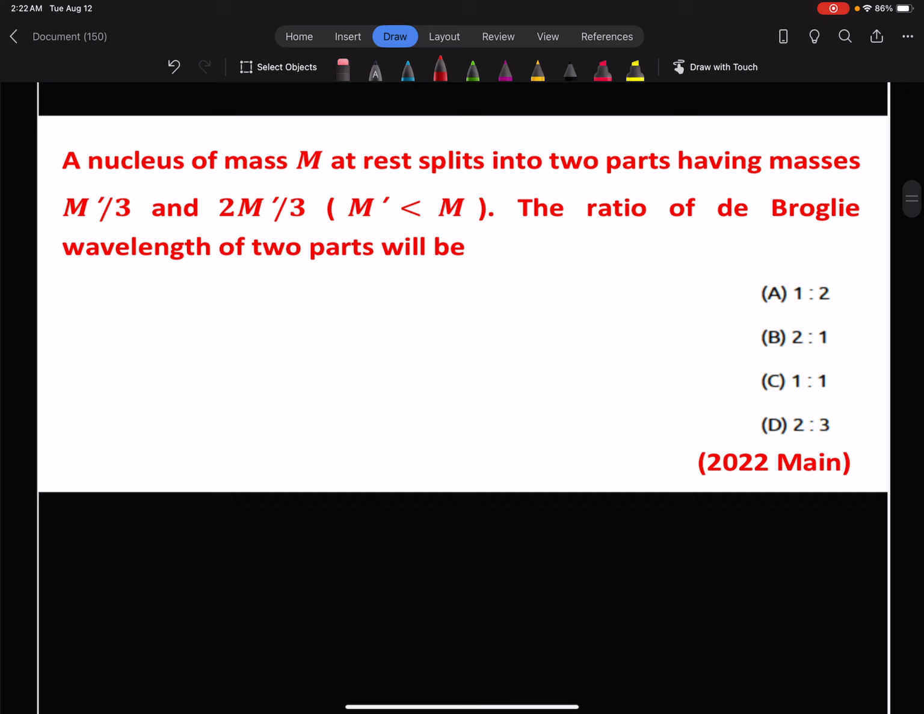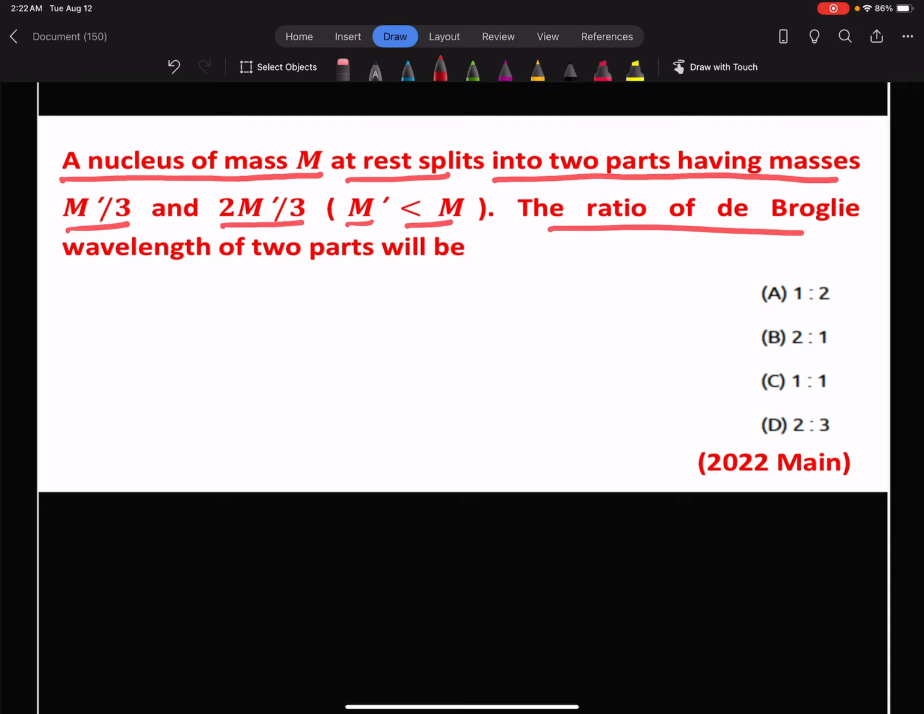It states that a nucleus of mass m at rest splits into two parts having masses m prime by 3 to 2m prime by 3, where m prime is less than m. The ratio of de-Broglie wavelength of the two parts will be. Our original nucleus is at rest, whose mass is m. Therefore we can just draw an approximate figure for that.